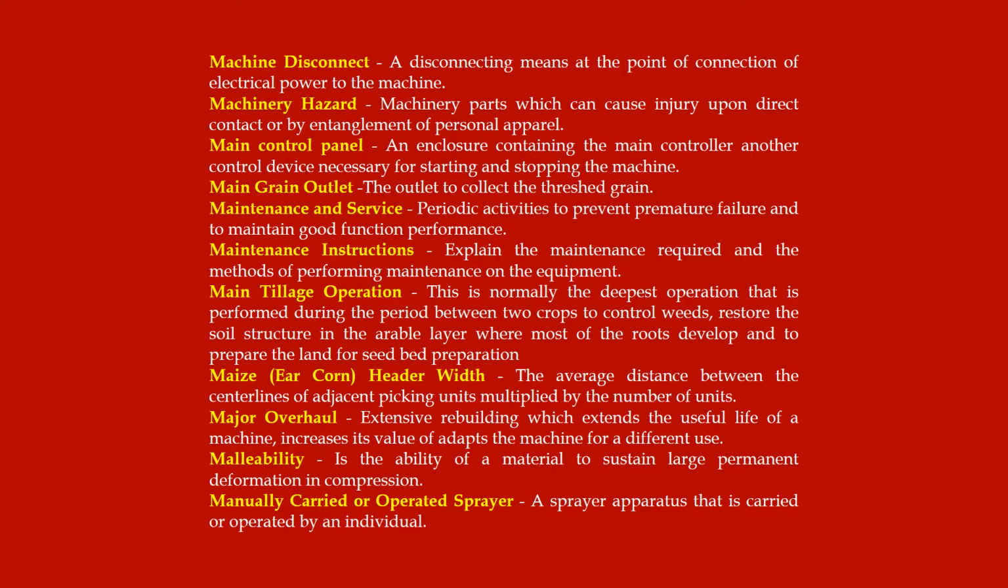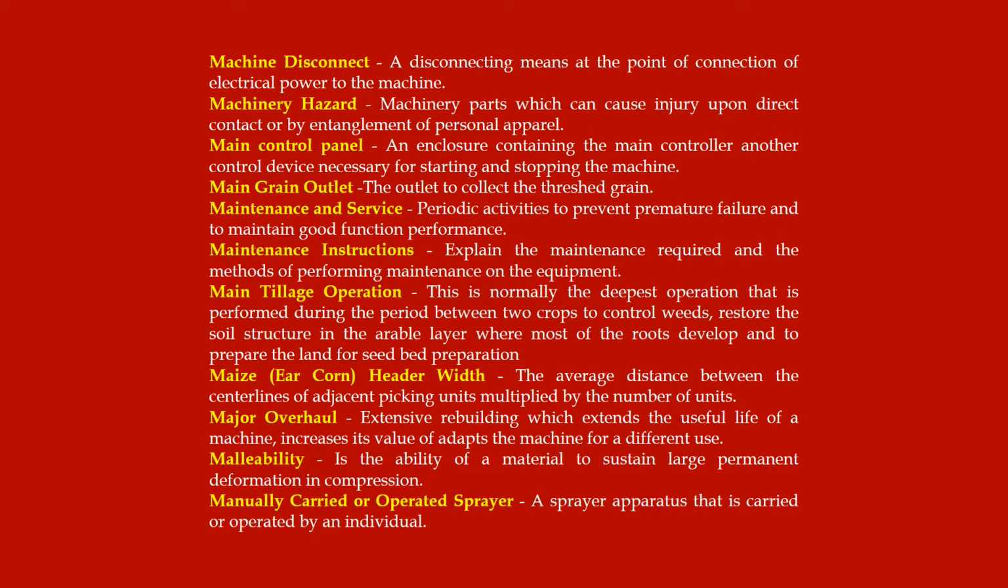Main tillage operation: this is normally the deepest operation that is performed during the period between two crops to control weeds, restore the soil structure in the arable layer where most of the roots develop, and to prepare the land for seedbed preparation. Maize ear corn header width: the average distance between the center lines of adjacent picking units multiplied by the number of units.